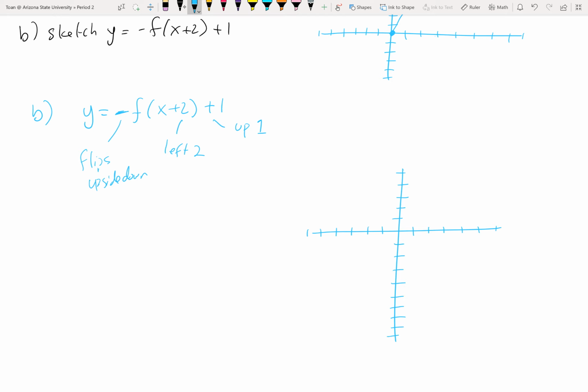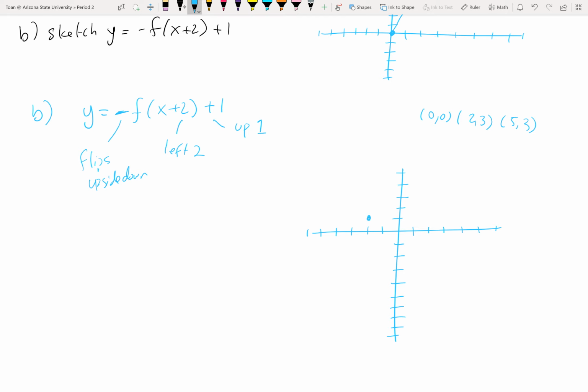So I don't have to constantly scroll up and down, the original points were 0, 0, 2, 3, 5, 3. Let's start with 0, 0. I'm at the origin. You can see that point, barely. Flip it upside down. Where am I? 0, 0 still. Then I move left 2, up 1. There's your new point.